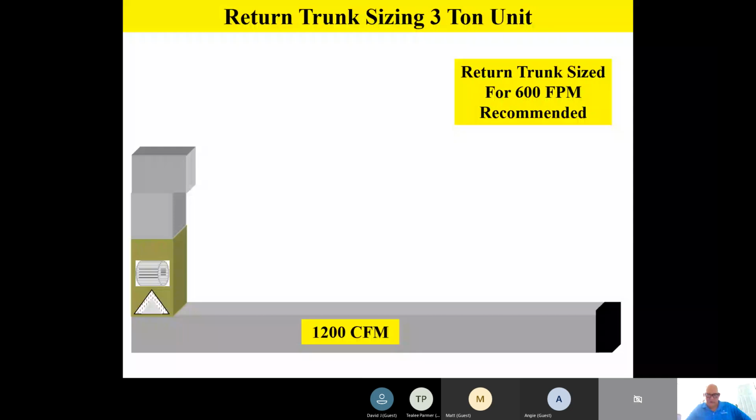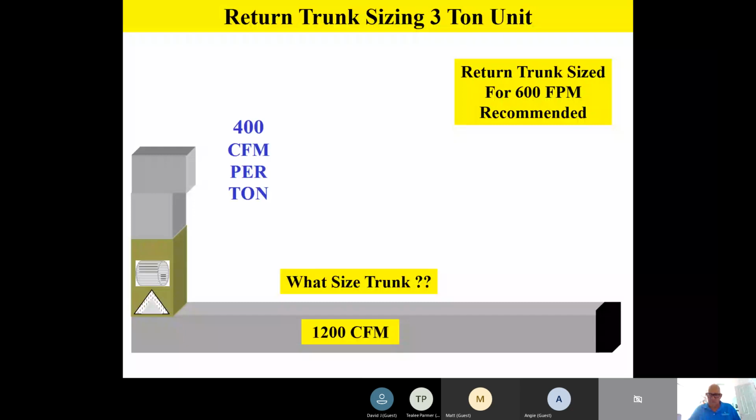So if you take a look at our Manual D velocity tables that we talked about last week, we see that that's well within the design criteria for the return trunk size. So if we take our air duct calculator, we can find out what size trunk we're going to need. So take 1200 CFM, because that return trunk has got to take all the CFM back.